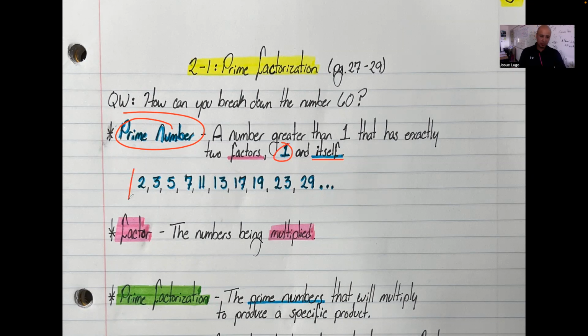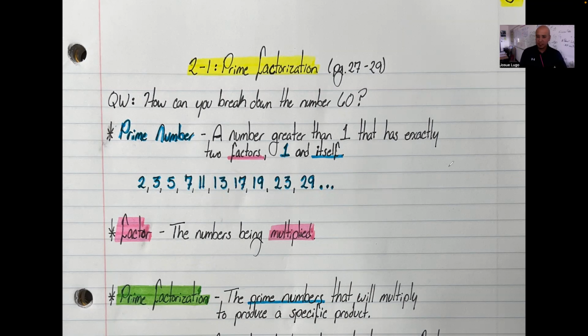For example, here we have prime numbers, beginning with the smallest prime number, which is the number 2. And I give you the first 10 prime numbers. So it's 2, 3, 5, 7, 11, 13, 17, 19, 23, and 29, etc. And they go on forever.